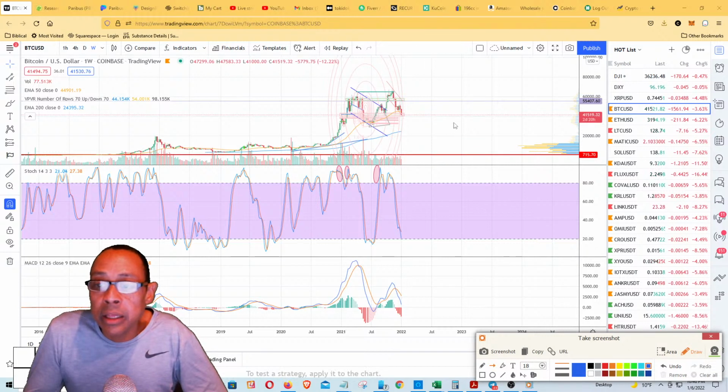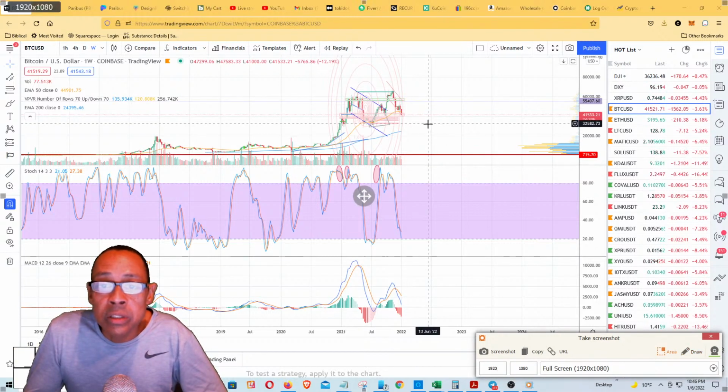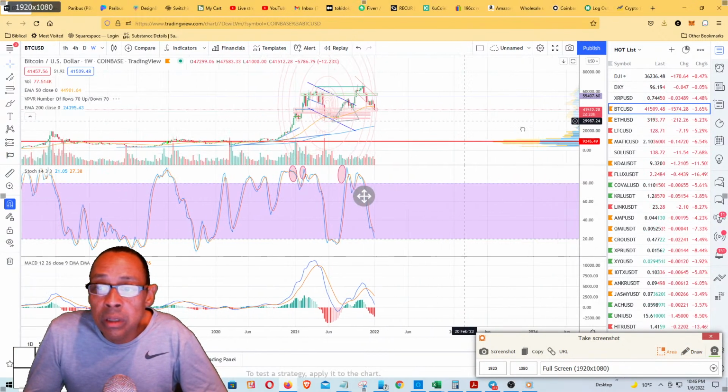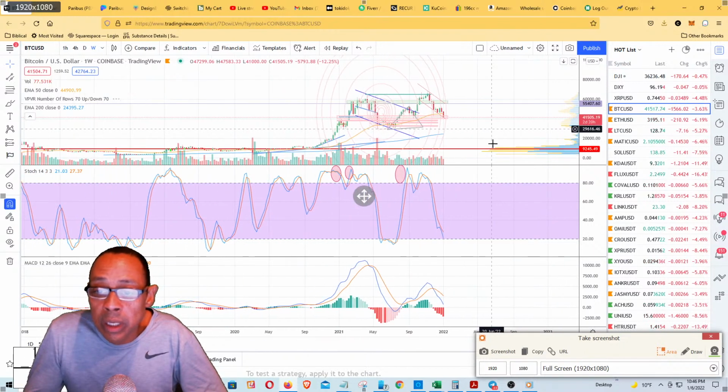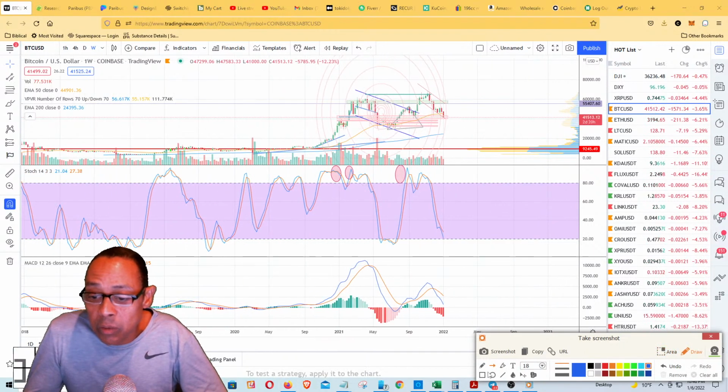Now, looking at this 1 week chart, let's look at the indicators. And this looks pretty good, okay? Why? Well, I'll tell you why. Look at the stochastic. We're not at the bottom yet. We have a big divergence here. Look at the orange line, and look at the blue line. They're far away from each other.